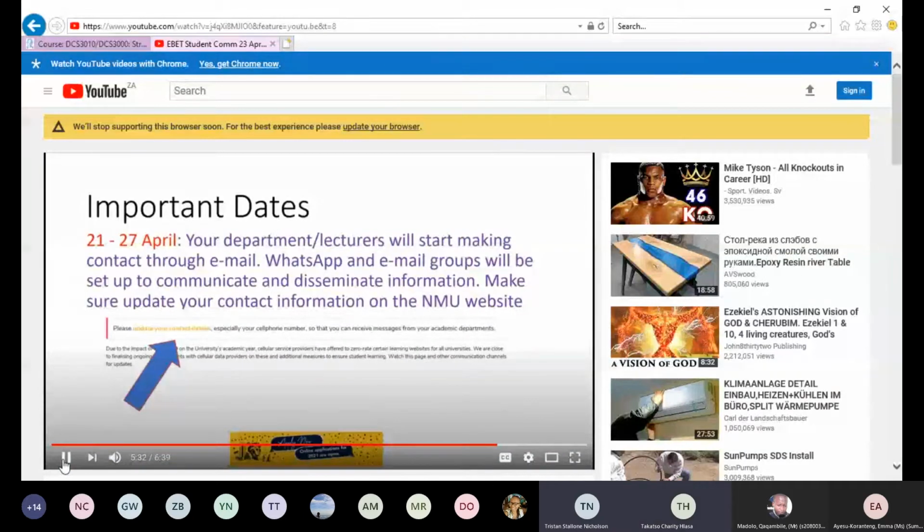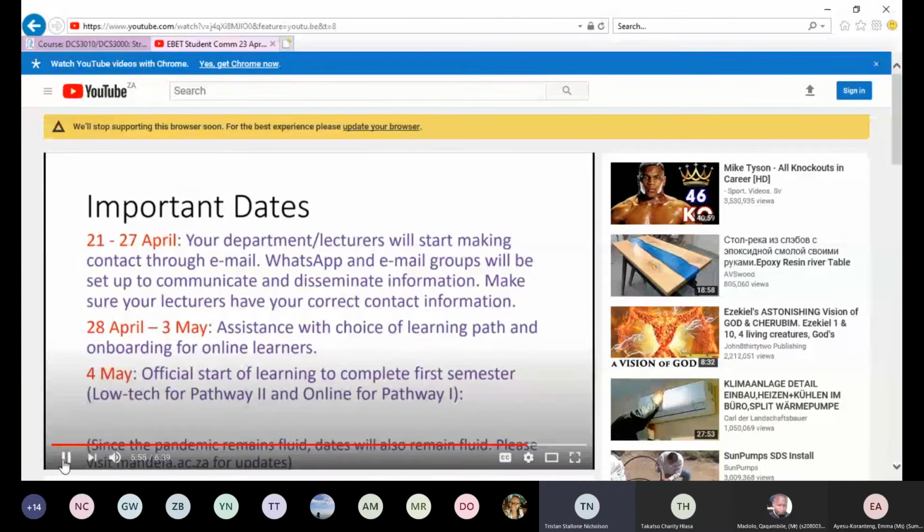Up to the 27th of April, the department lecturers will start making contact with you through email. WhatsApp and email groups will be set up to communicate and disseminate information. Please make sure that you update your contact information on the NMU website. If you don't do this, we might not be able to reach you. Up to the 3rd of May, we will assist you to choose a learning path, and there will be onboarding on management. On the 4th of May, we will officially start with learning to complete the first semester.